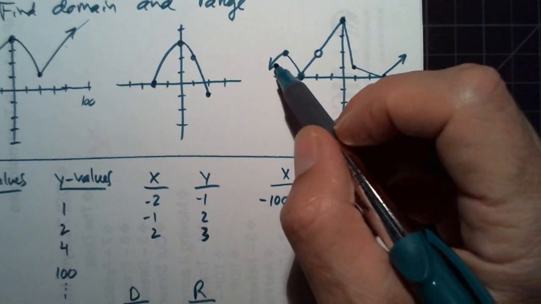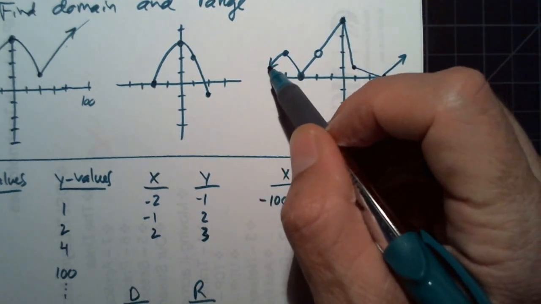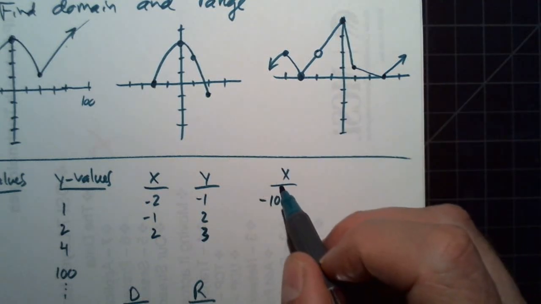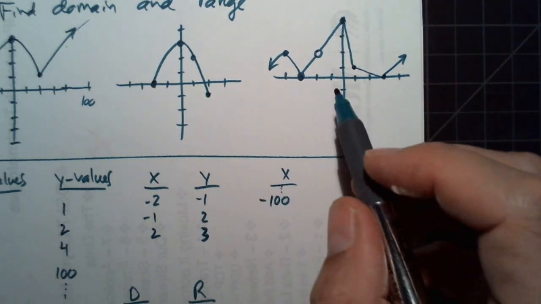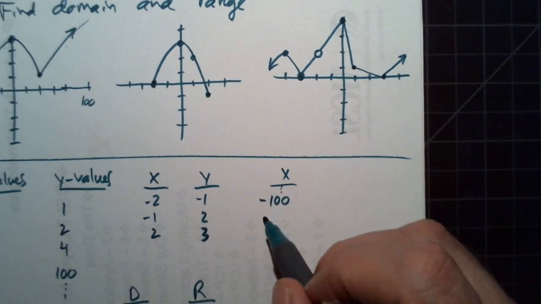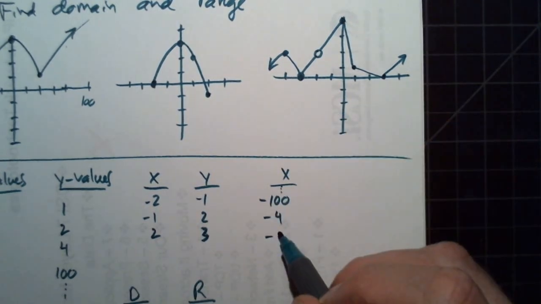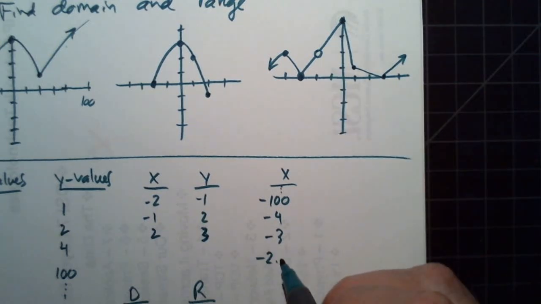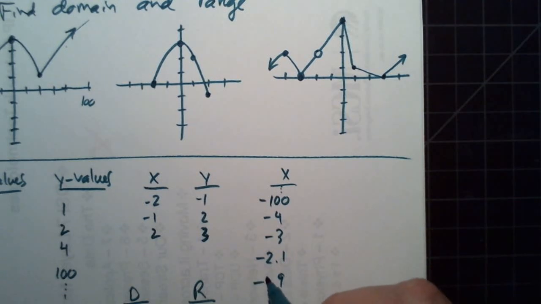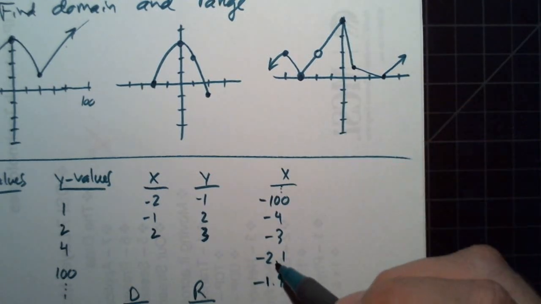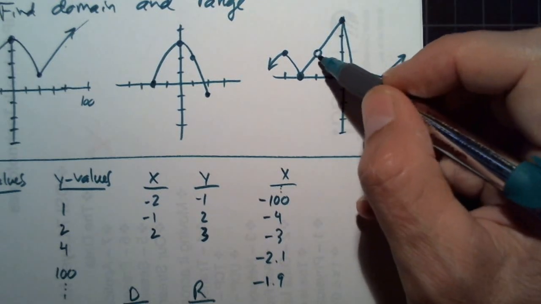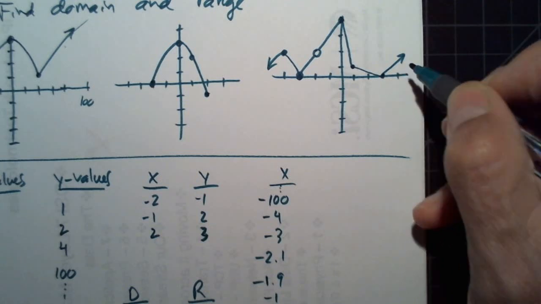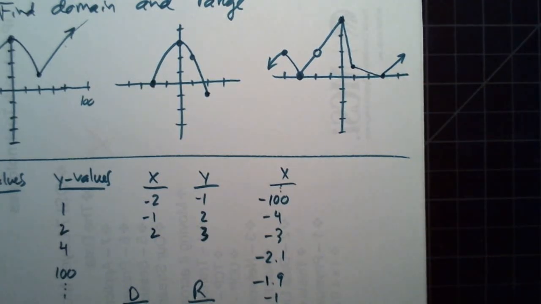And we'll say yes, because that arrow looks like the graph continues going out to the left. So way out to the left, -100. 1, 2, 3, -4 is on the graph. -5, -3. -2 is not. And we could write -2.1, -1.9. So we're skipping -2 because of that open circle. Then we have -1, 0, 1, 2, 3, 4, all the way out to the right.